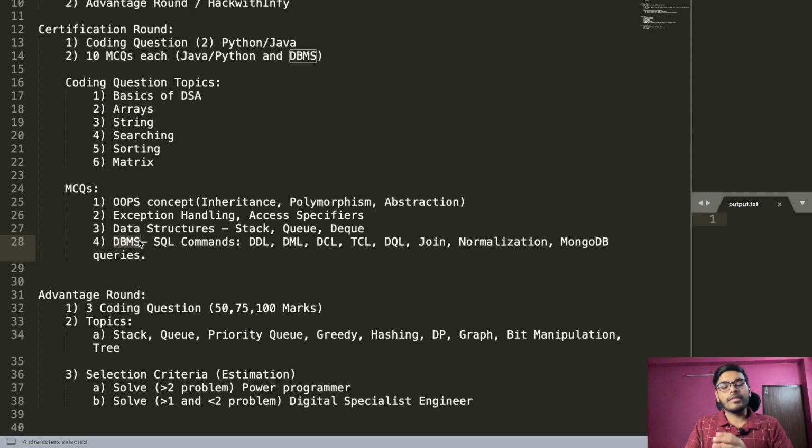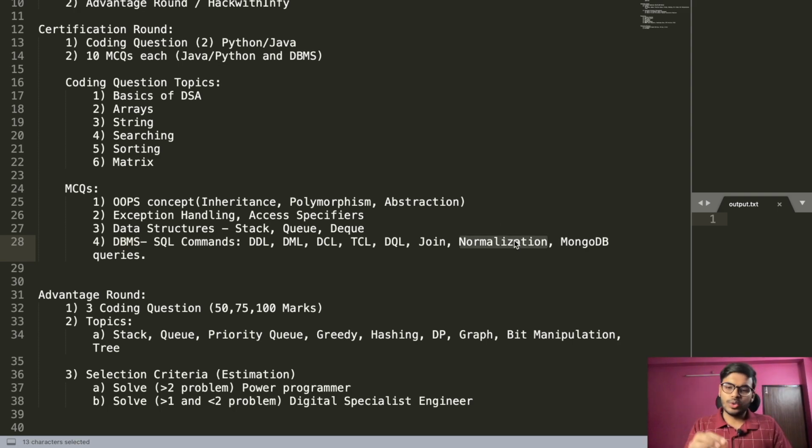And in DBMS, you can think that maximum questions will be related to the SQL part, like some queries will be given, you have to choose one of them, otherwise you have to write the query. So maximum query related questions will be there. So you can say data definition language, manipulation language, query language, these things.